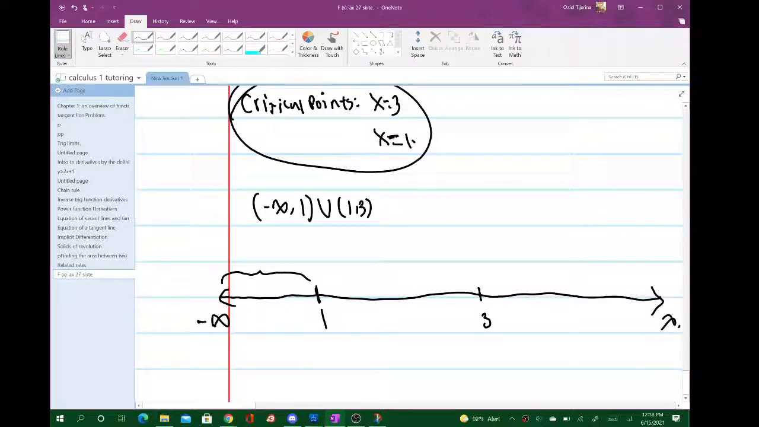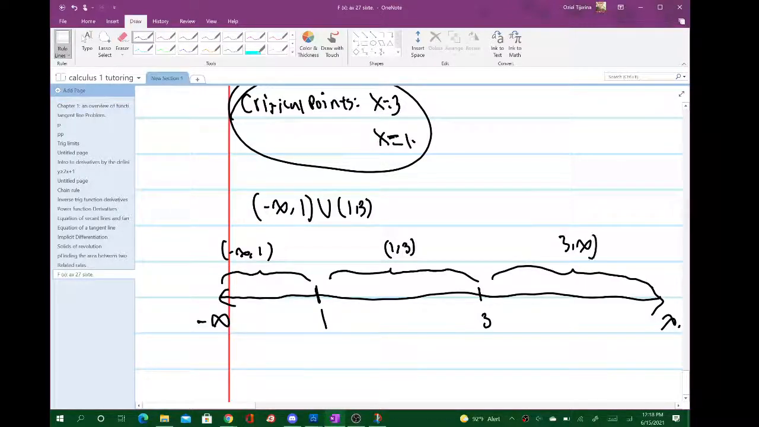This part is denoted as negative infinity to 1. This part is denoted as 1 to 3. And this part is denoted as 3 to infinity. Okay? That's what you have to know. And that's how you set it up when you do the number line, right?